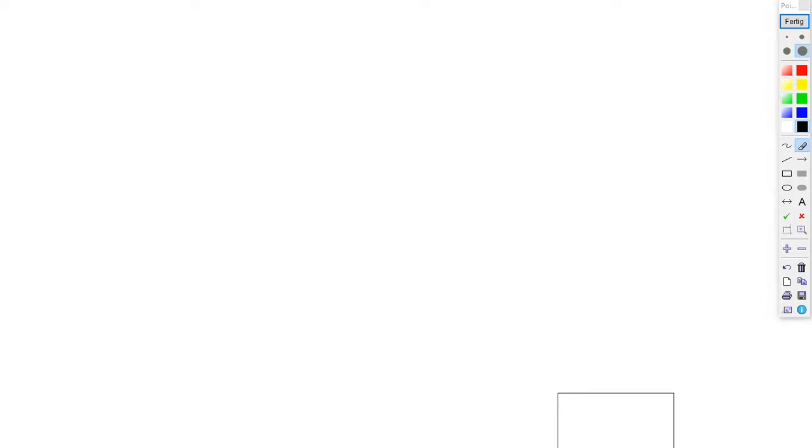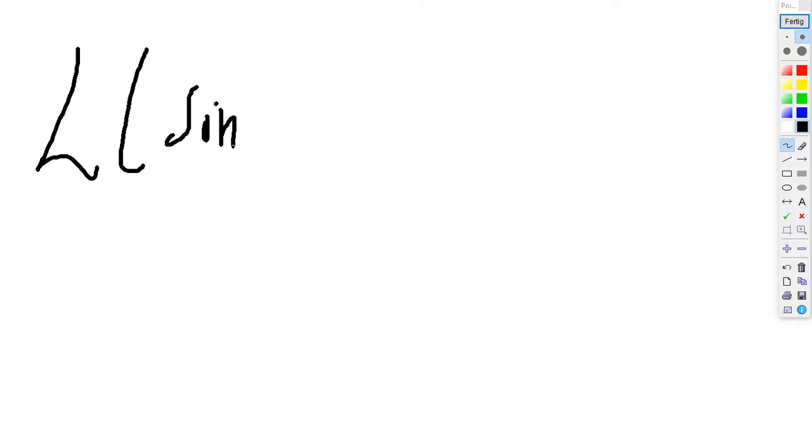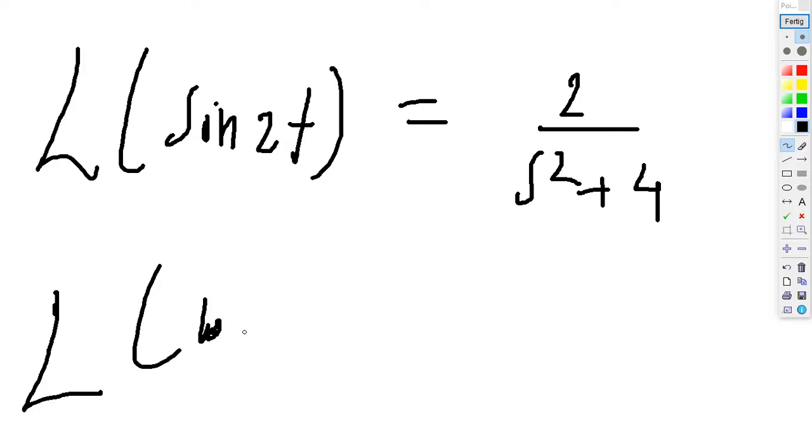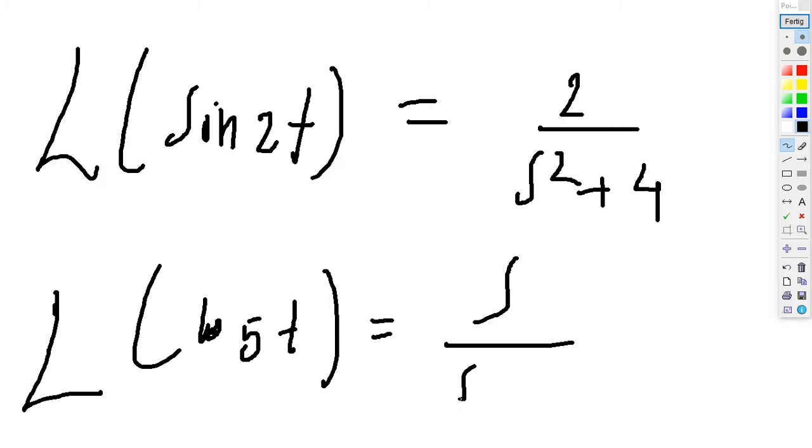Find the Laplace transformation of the function sin 2t. We know the formula: sin means a divided by s square plus a square, which gives 2 divided by s square plus 4, simple. For the Laplace of cos 5t, the numerator is s with no change, and the denominator is s square plus a square, where a is 5, so 25.